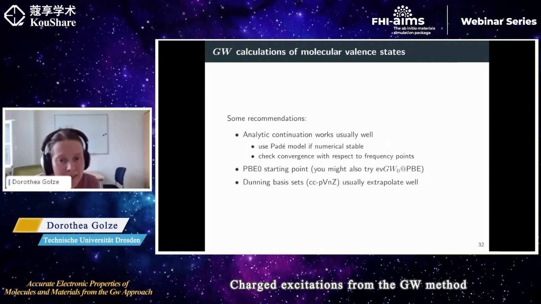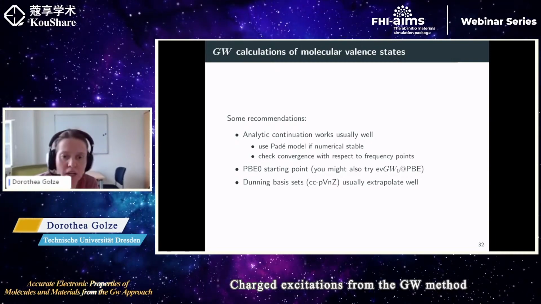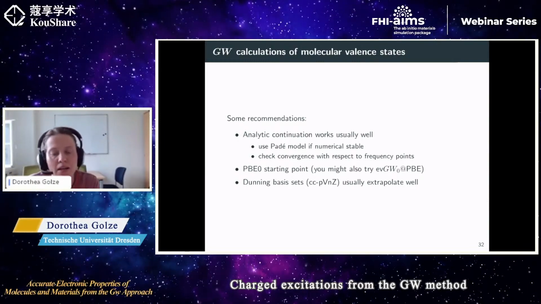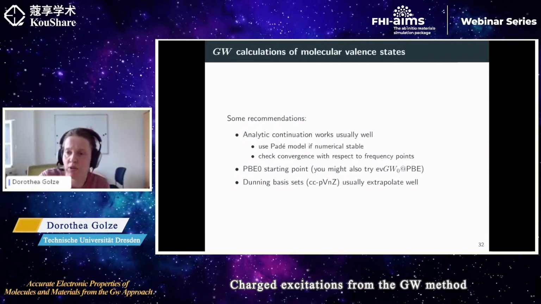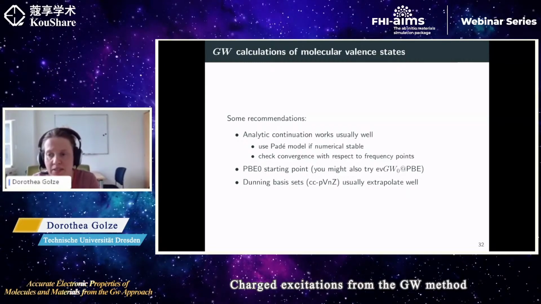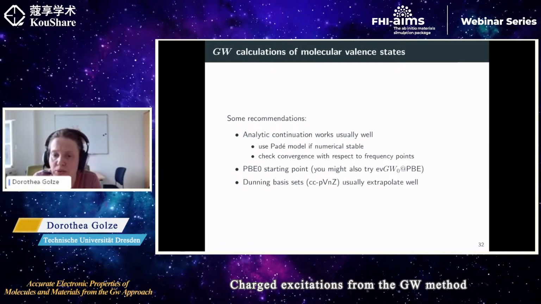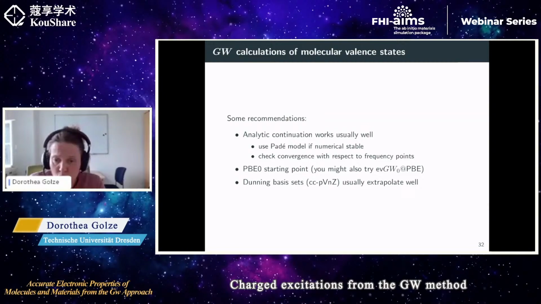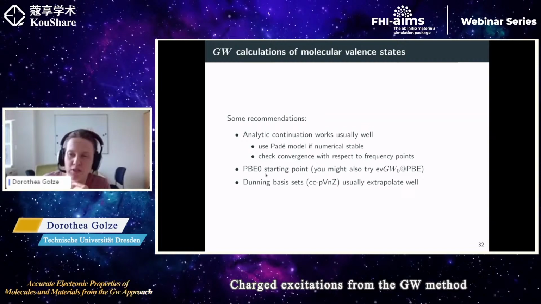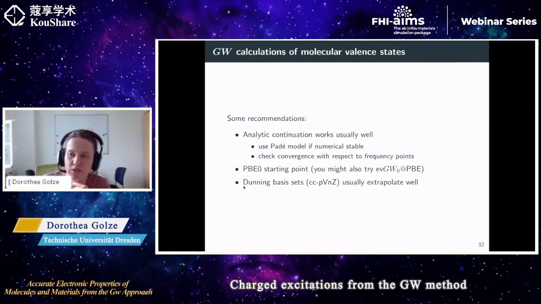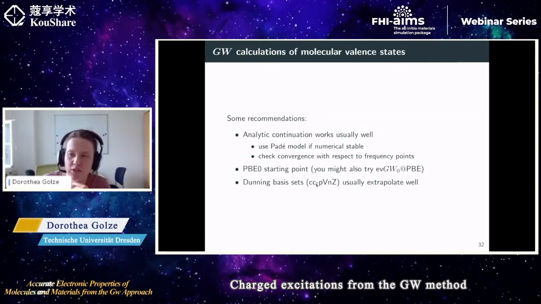So going to molecular valence states, generally analytic continuation works well enough. So I would use a Padé model if it's numerically stable and if it's available. You have to check convergence with respect to the number of Padé parameters. Usually there's a guideline of 16 is usually good, but also with respect to the frequency points. PBE0 is usually good for molecules, right? So I say explicitly for molecules, but you might also try a self-consistent scheme, which is typically affordable. For extrapolation, you can use a Dunning basis set, but this is just one. You can also use different ones like NAO optimized ones.